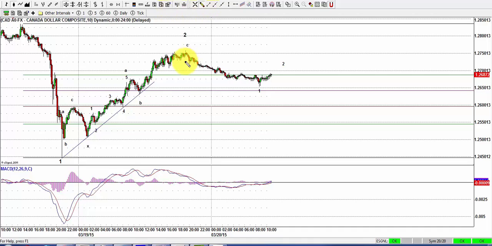This assumption works as long as it doesn't run above 127.52 or so. This level right here, giving us anything like that looks okay. You want to see the break. That will add a lot to the bearish case and almost certainly send it down to 124.50.